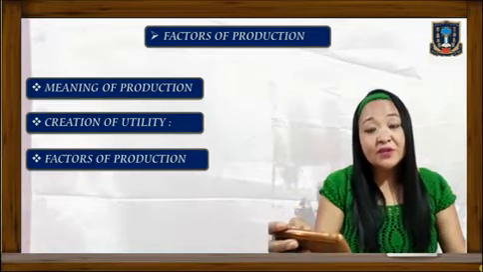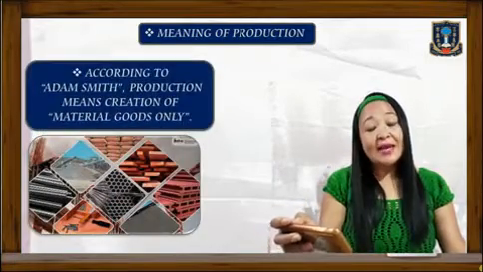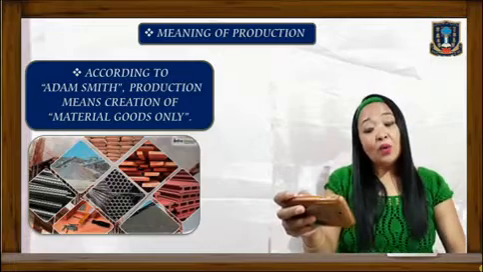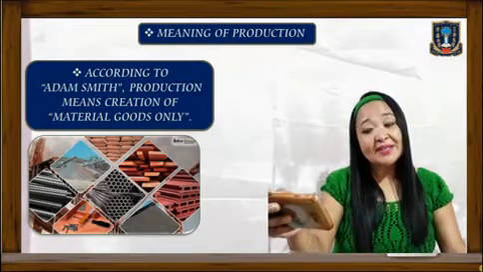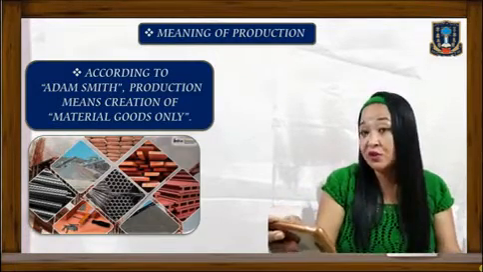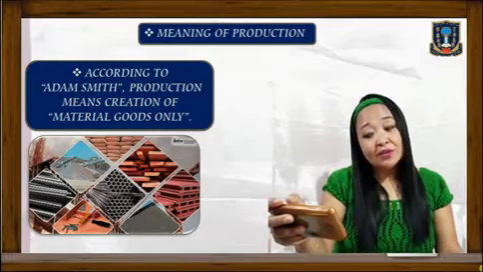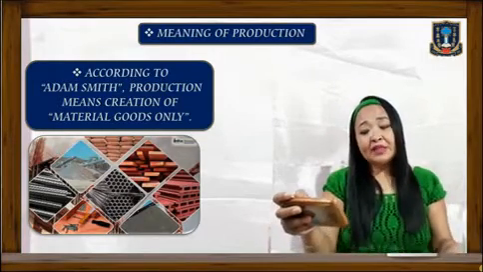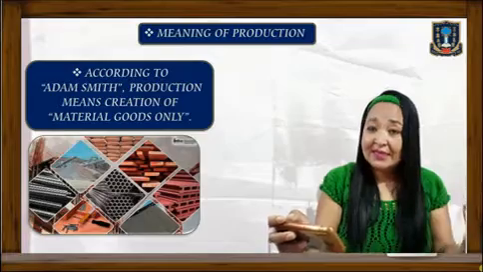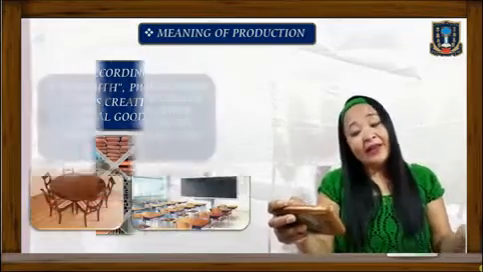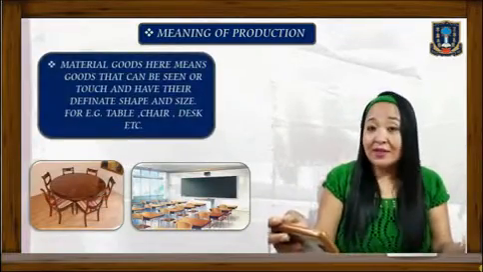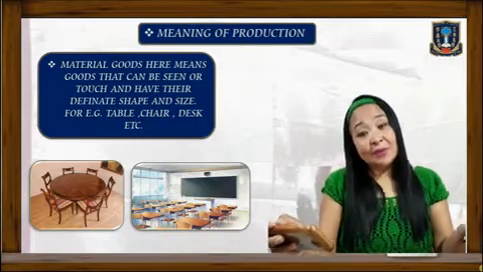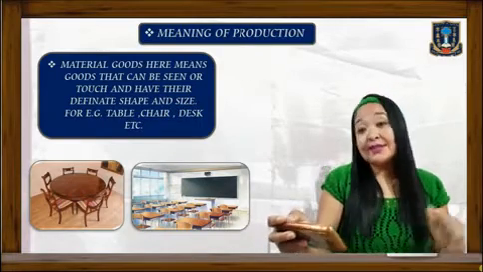Well, to begin with, first of all, what is production? Well, according to Adam Smith, the father of economics, what is production? Production means creation of material goods only. When we say material goods here, it means goods that can be seen, that can be touched, okay, and that have a definite shape and size. All right, for example, say table, chair, desk, etc.